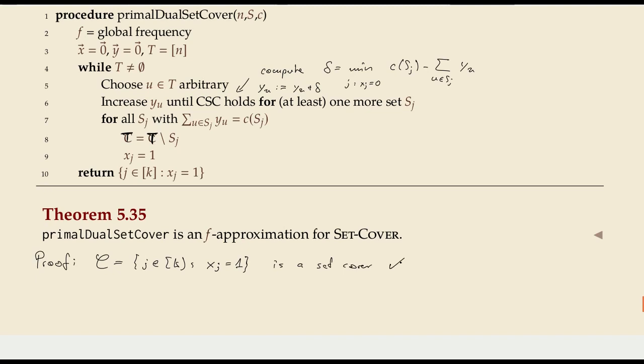But that's just by construction. We only remove elements from T, the to-do set of elements still to be covered, when we also set the variable here to 1. So that means we include only elements that we actually cover in the solution. So once we return something, we make sure that we have everything covered. So this is just by definition. And this also means that this solution that we construct here, the primal solution, is actually feasible also for the LP, right?